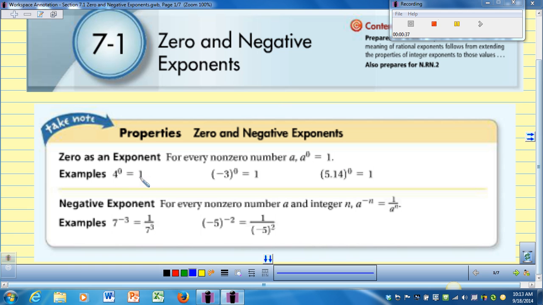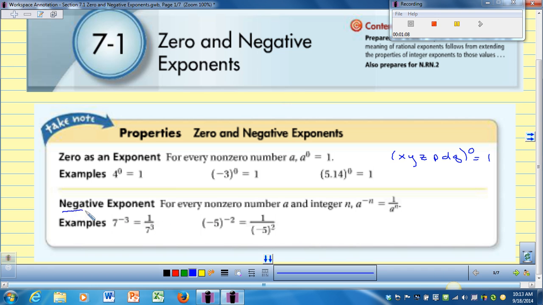So if we have 4 to the 0, that's 1. Negative 3 to the 0, that's 1. 5.14 to the 0, that's 1. If I have x, y, z, c, d, q, all to the 0, that is equal to what? 1. Okay? All right. And then the second thing we're going to focus on today is the negative exponents.